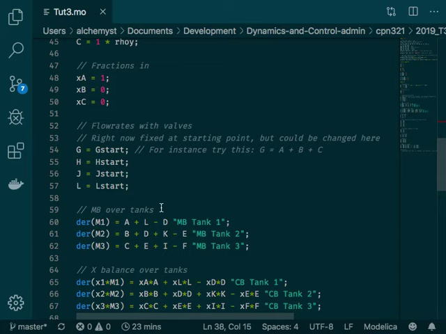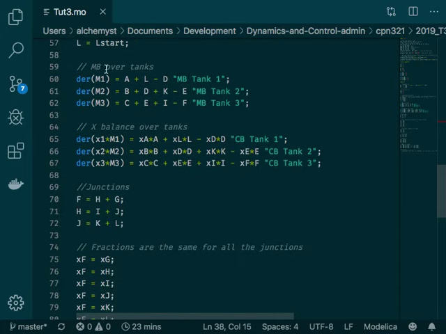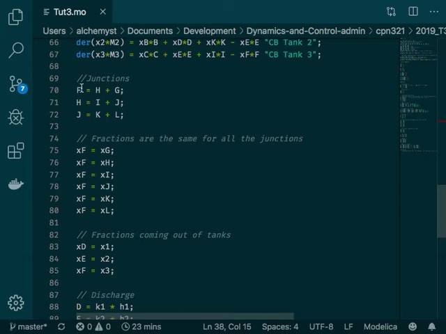Here are the input specifications, which are in terms of those flow rates that we work out in the initial section. And then these are just all the mass balances, right? So these are the mass balances over the tanks, the component balances over the tanks. Notice the symmetry, which allowed me to just copy and paste. So I could write the mass balance, copy and paste, and then add x's in front of all of them. These are the equations for the junctions.